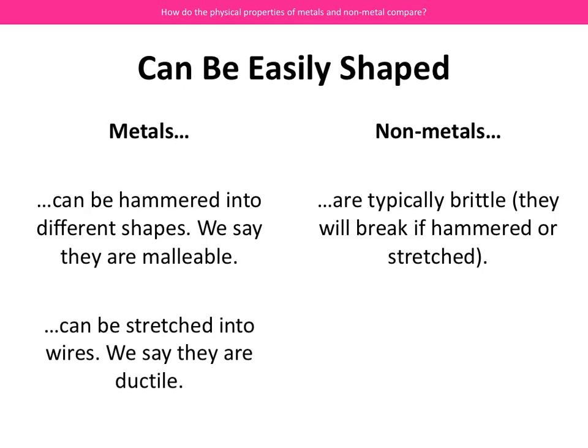Metals can also be stretched into wires. In that case, we use the word ductile. So if something can be stretched into wires, it's ductile. Now, non-metals are quite different. They're typically brittle, which means that if you hit them with a hammer or you try to stretch them, they would just shatter. So that's a very clear difference between non-metals and metals.